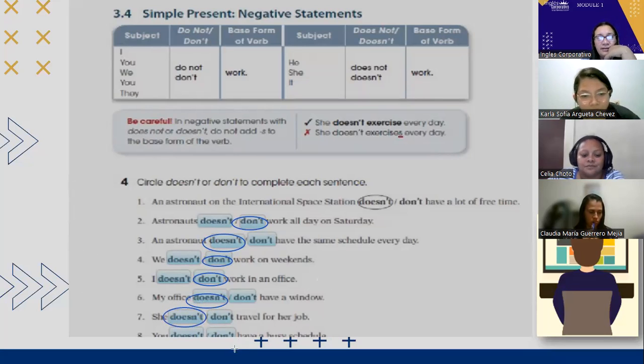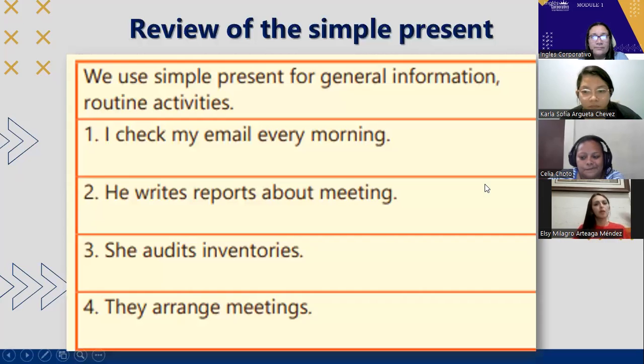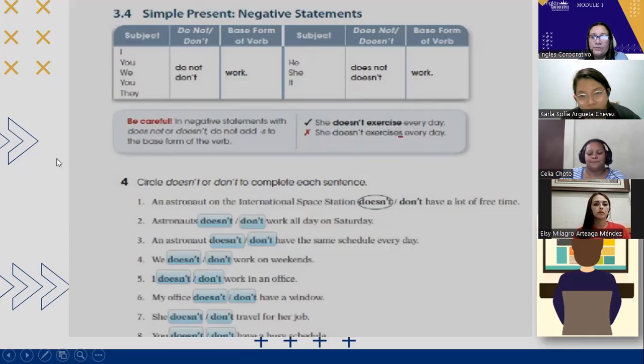Okay, this is the other one. Ya no se logra ver, so don't worry. So it's okay. This is just as a review. Recuérdense que solo estamos haciendo repaso, ¿verdad? Ya como summarizing toda la unidad del simple present. Okay?